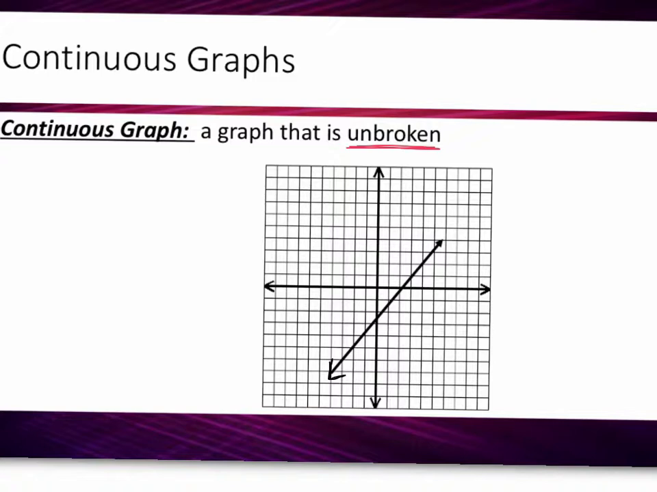So just to review what we just learned, remember that a discrete graph or discrete data is the integers, so negative numbers, 0, or positive numbers. And continuous data or a continuous graph is all those numbers in between, including the integers as well. So it could be any negative or positive number or 0, but it also includes the fractions or decimals.